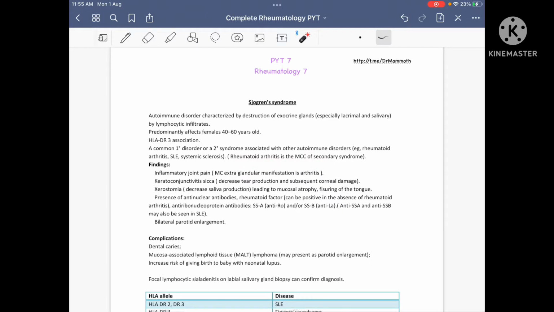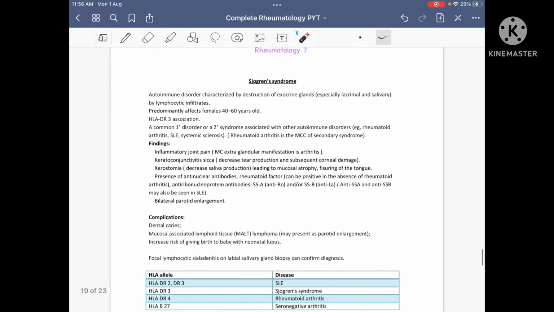Among findings, we can see the inflammatory joint pain. Most common extraglandular manifestation is arthritis in Sjögren syndrome. Also keratoconjunctivitis sicca, xerostomia, and presence of antinuclear antibody and rheumatoid factor. The anti-Ro or SSA and anti-La or SSB are also seen in Sjögren syndrome. There is also bilateral parotid enlargement.